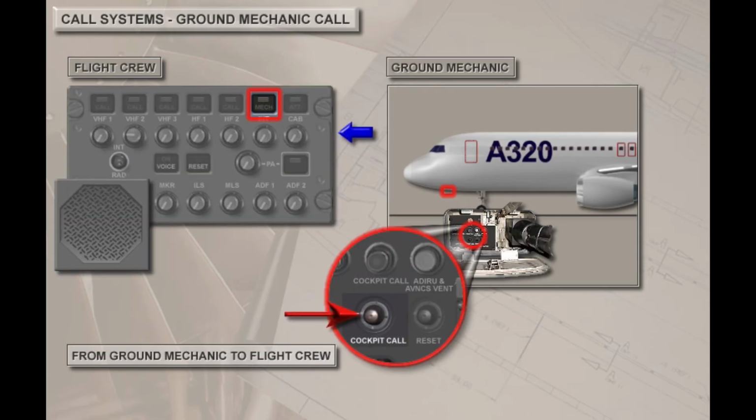The cockpit call push button on the external power panel, when pressed, sounds a buzzer on the flight deck, and the mechanic light on the ACP flashes amber. When the push button is released, the buzzer stops, but the mechanic light on the ACP remains illuminated for 60 seconds. The flight crew can extinguish the light using the reset push button on the ACP.